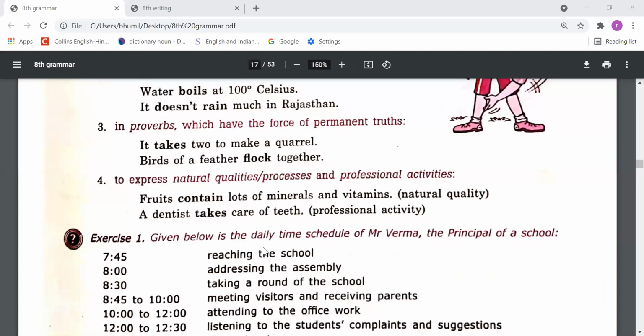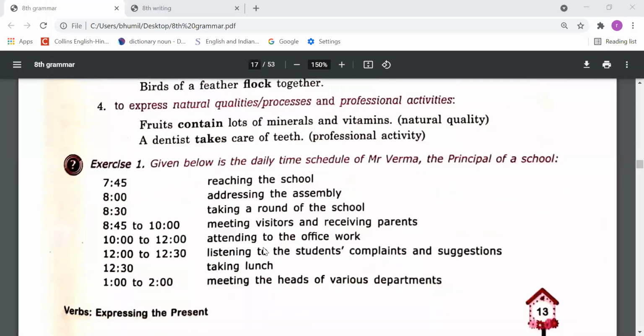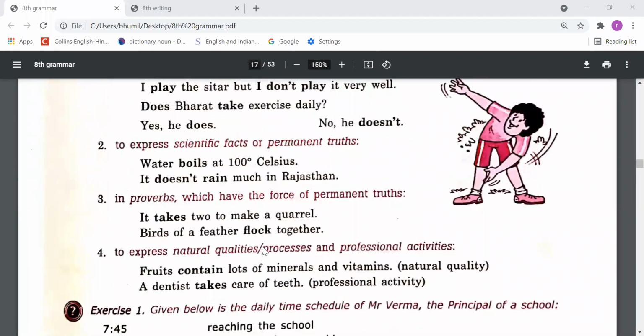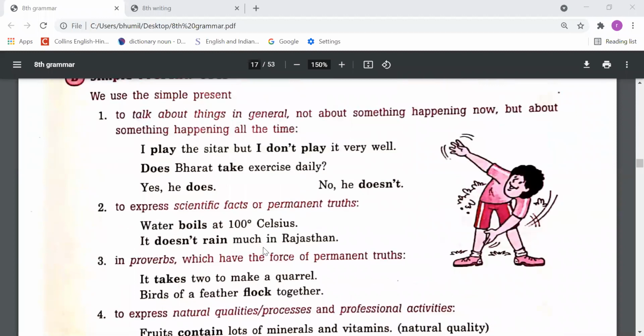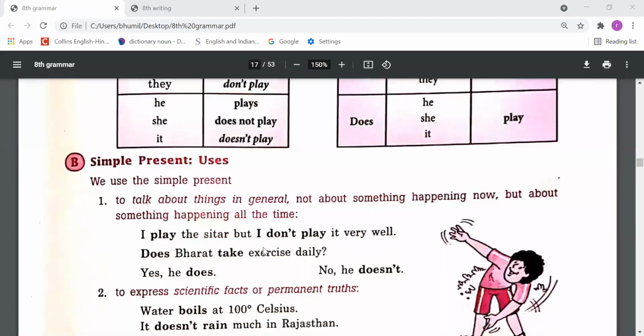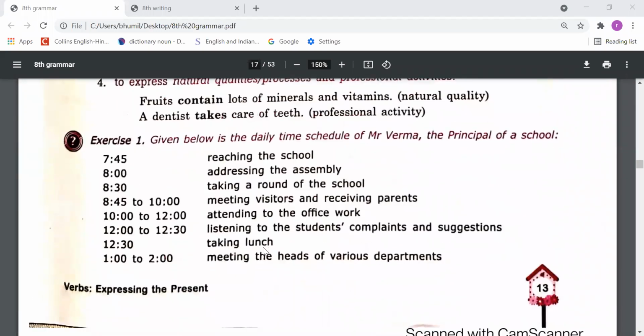So ultimately, we have understood that whenever we express natural qualities, processes or professional activities, proverbs, scientific facts and permanent truths, and general happenings, in that case also we should use simple present tense. Let's do this exercise.